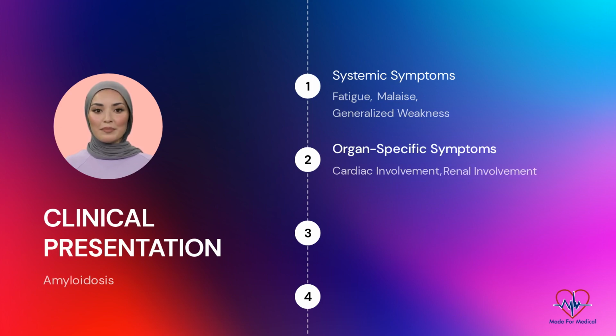Renal involvement. Patients may present with features of proteinuria, for example, excessive protein loss in the urine, leading to frothy urine or edema. Or they can have features of nephrotic syndrome like edema, hypoalbuminemia, and hyperlipidemia. They can also have renal impairment like decreased kidney function and elevated creatinine levels.